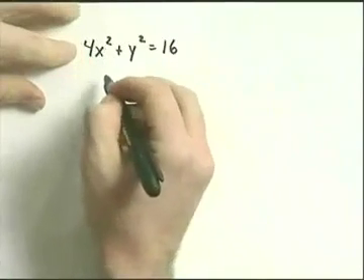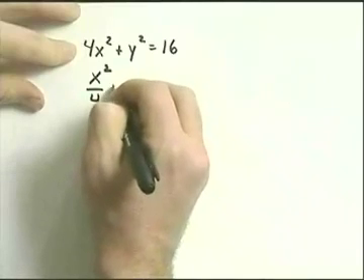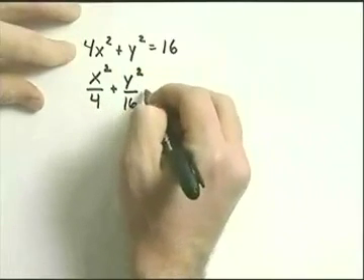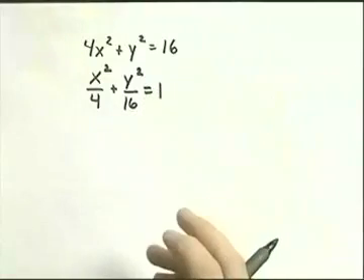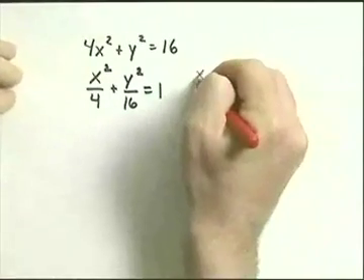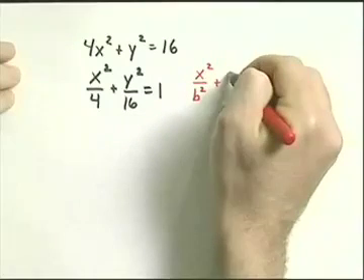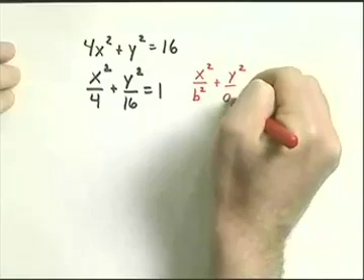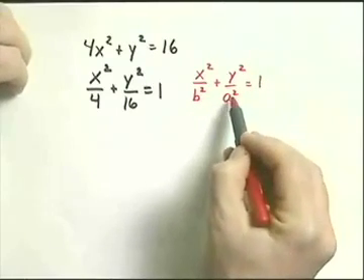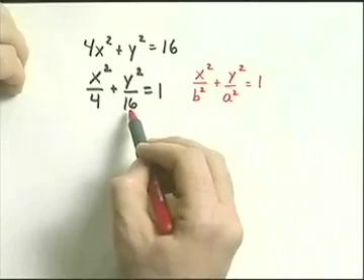So 4x squared divided by 16 is x squared over 4. Then y squared divided by 16 equals 1. Now you should see that the equation is of the form x squared over b squared plus y squared over a squared equals 1. Remember, a is always going to be found from the larger denominator.